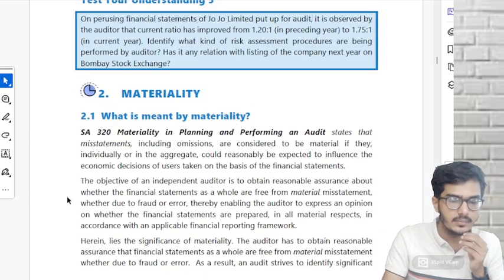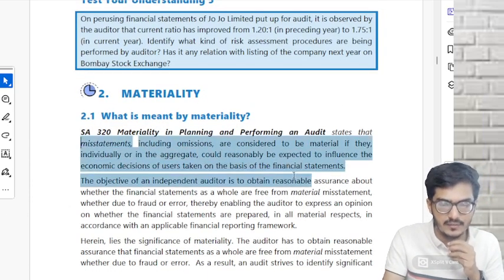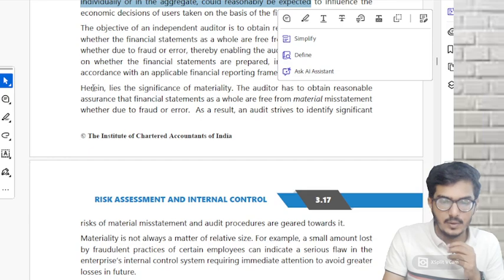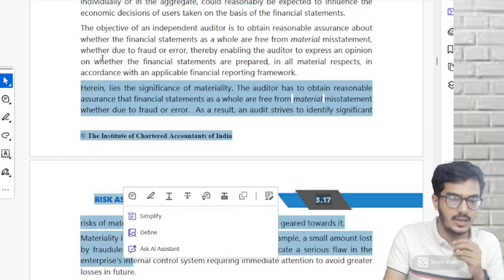Understood? Will you mark this first paragraph? Yes. Will you mark the last two paragraphs? Yes. Last two here.